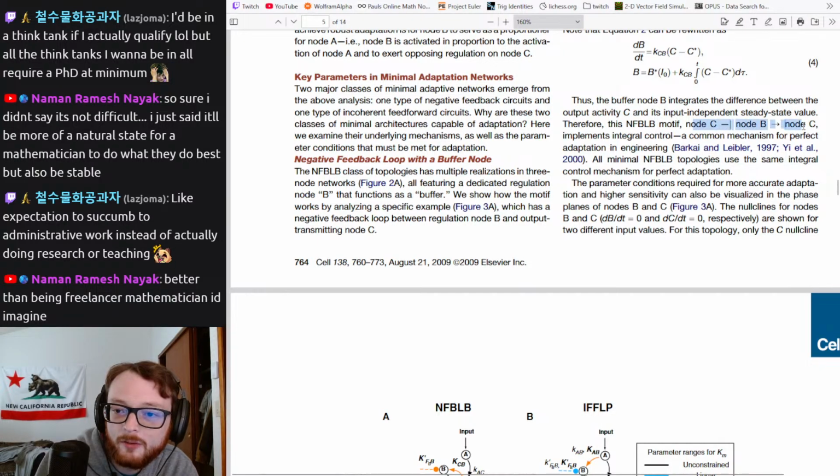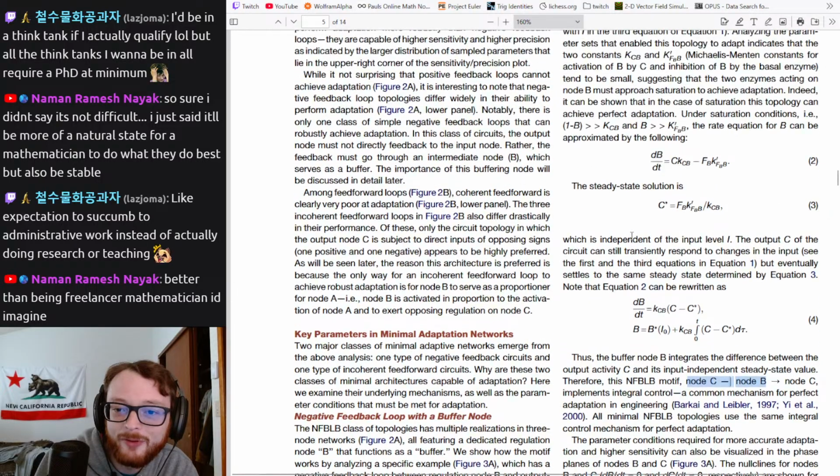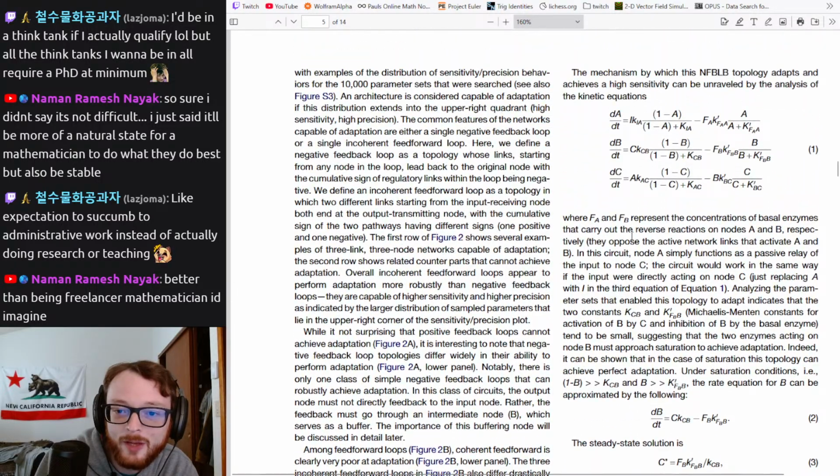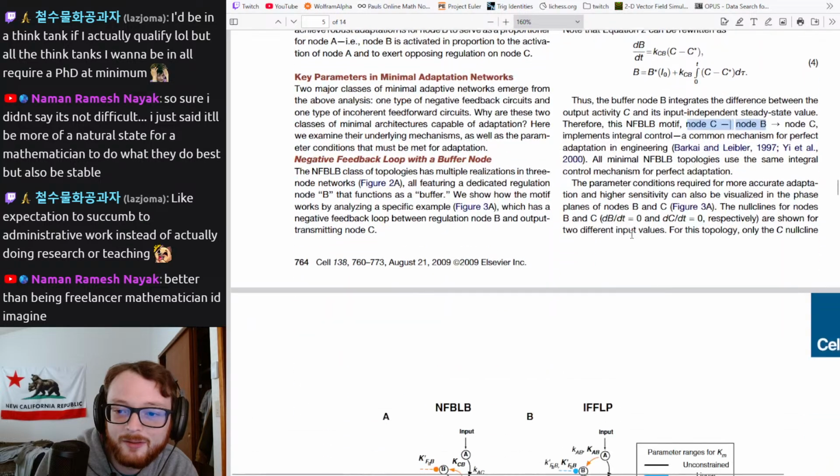What does this mean? Oh, this is the loop. Node C. Is node C inactivating node B? I thought it was the opposite. Huh.